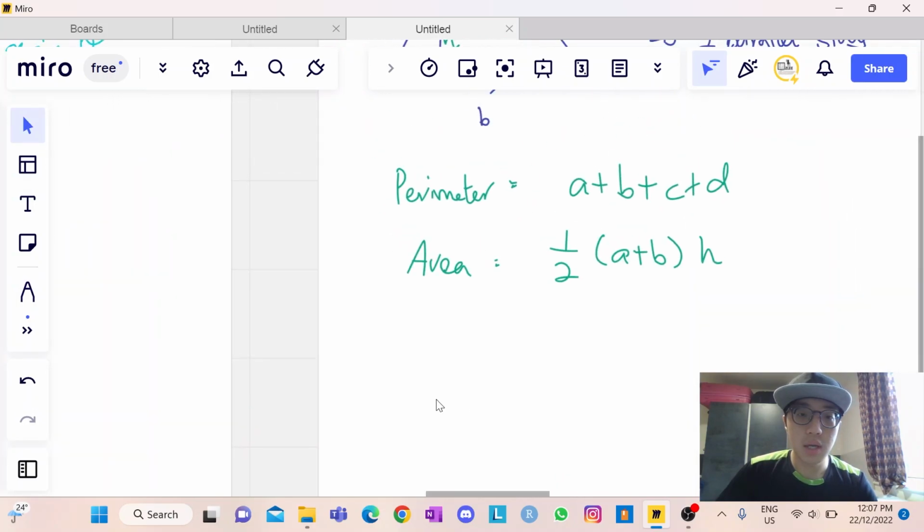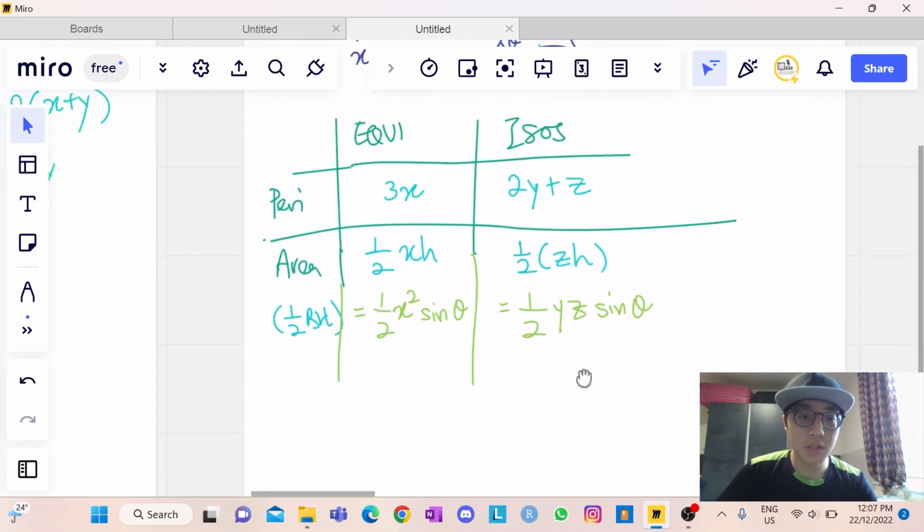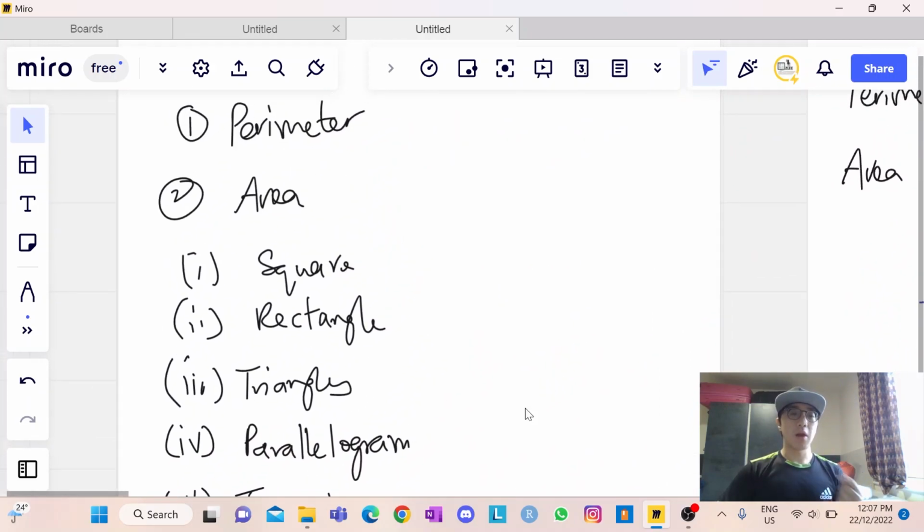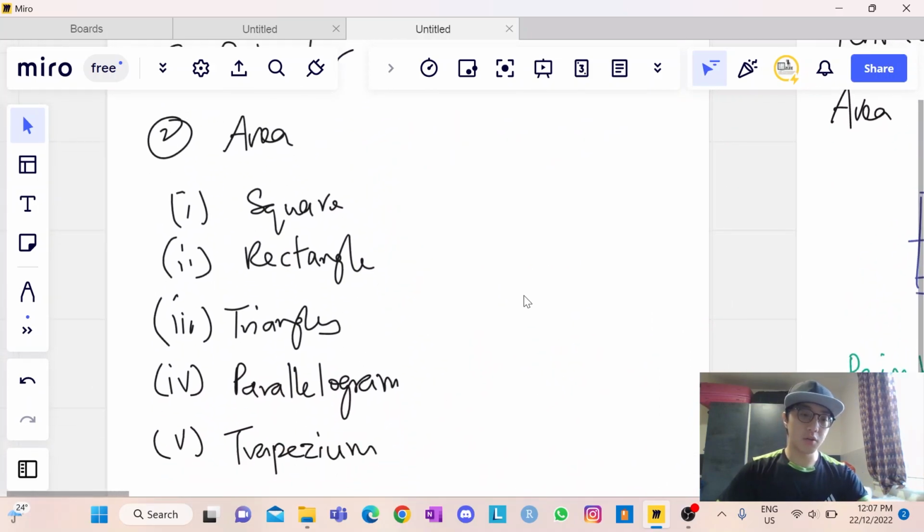So this marks the end of the video. Just for a recap, we looked at the perimeter and area of the square, rectangle, triangle, parallelogram, and trapezium. I hope you guys understand, and I'll see you guys next time.